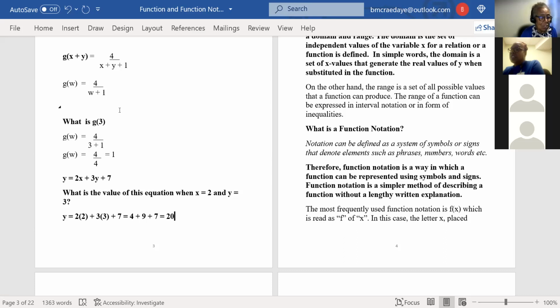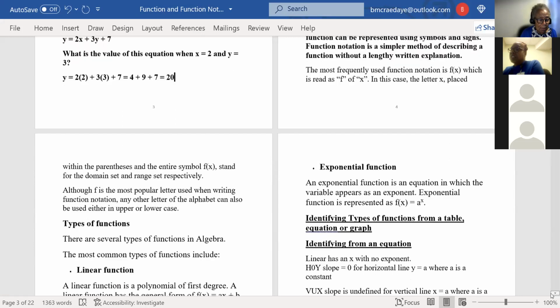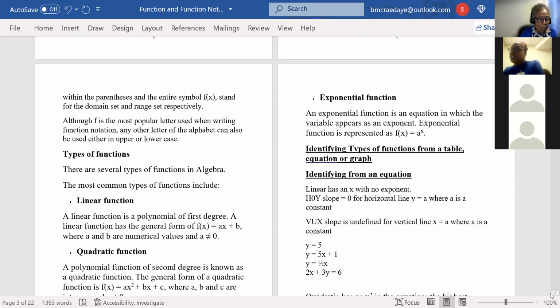So in some of these, you get just a number. Like here we got G of W is 1, right? Some of them you get a variable like G of W is 4 over W plus 1, where we had further up a number on top of a variable, plus a number. Now, as we do more of these, it'll start making more sense, all right? Now there are actually several kinds of functions, but we're only looking at linear, quadratic, and exponential.